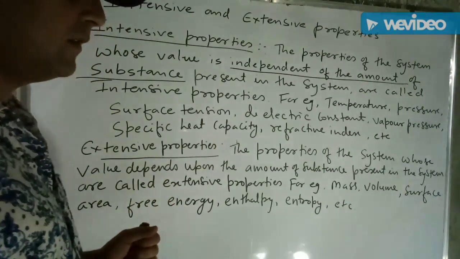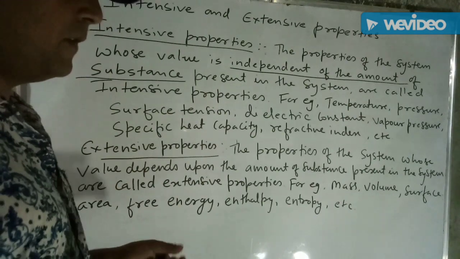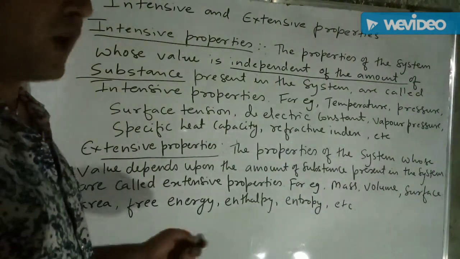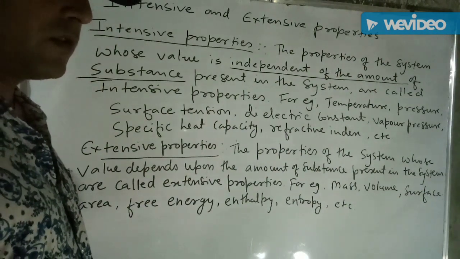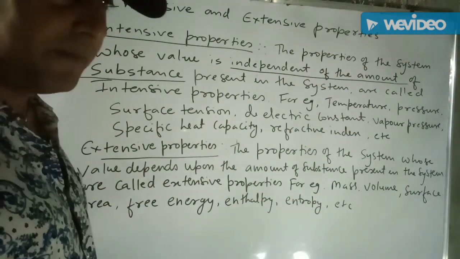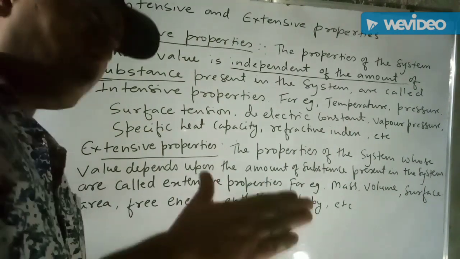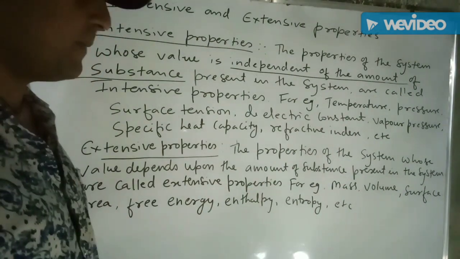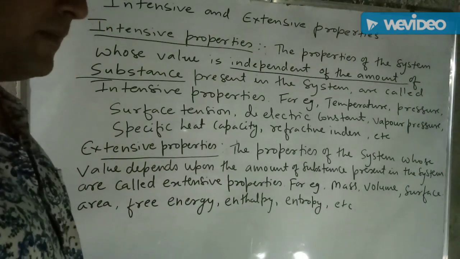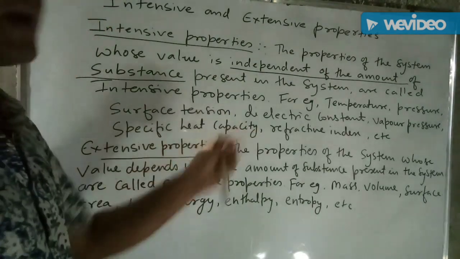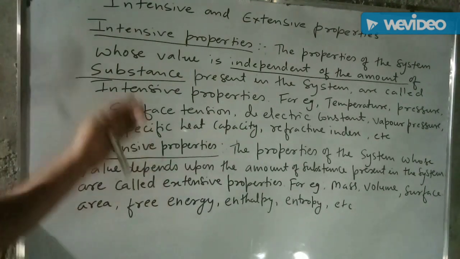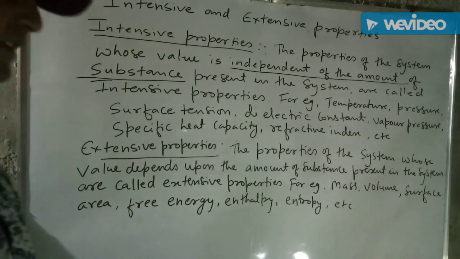For example, if you have a vessel containing boiled water, and you take 1 liter of water, its temperature will be the same. If you take the whole water, its temperature will be the same. Similarly its pressure will be the same, its specific heat capacity will be the same, and so on. Those are the intensive properties.